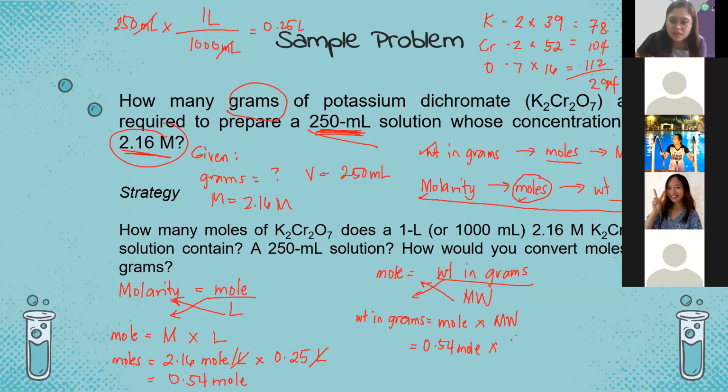We can substitute this now para makaproceed tayo for the computation. 294 grams per mole. We can cancel the mole now. We will be left with grams. So that will be the unit for the final answer. So 294 times 0.54 is 158.76 grams. So this is now the final answer.